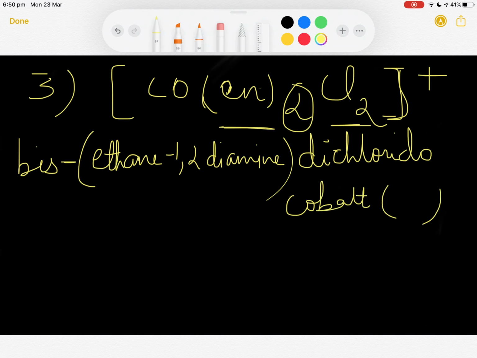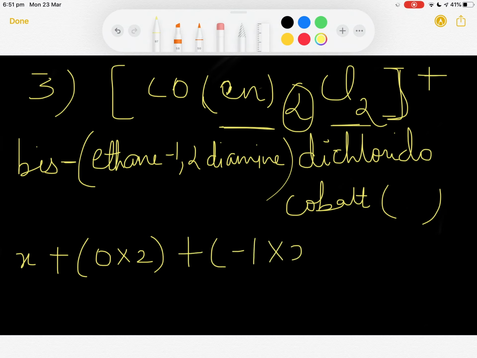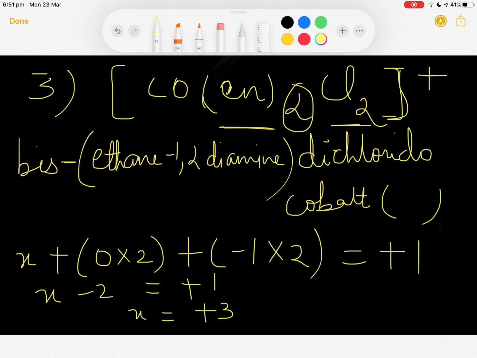Now I have to calculate the oxidation state for it. So how am I going to calculate the oxidation state or oxidation number? Again the same thing: cobalt is X, ethane-1,2-diamine is neutral, so 0 into 2, and chlorido has -1 into 2, and +1 charge because the complex has a plus charge. So X minus 2 equals +1, so X lands up as +3, fine enough. So I'm going to get the oxidation number as 3 in Roman numerals.